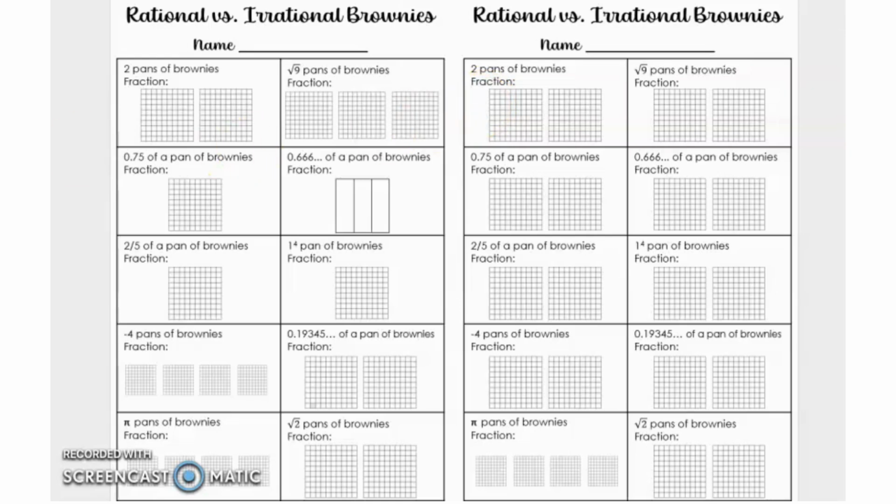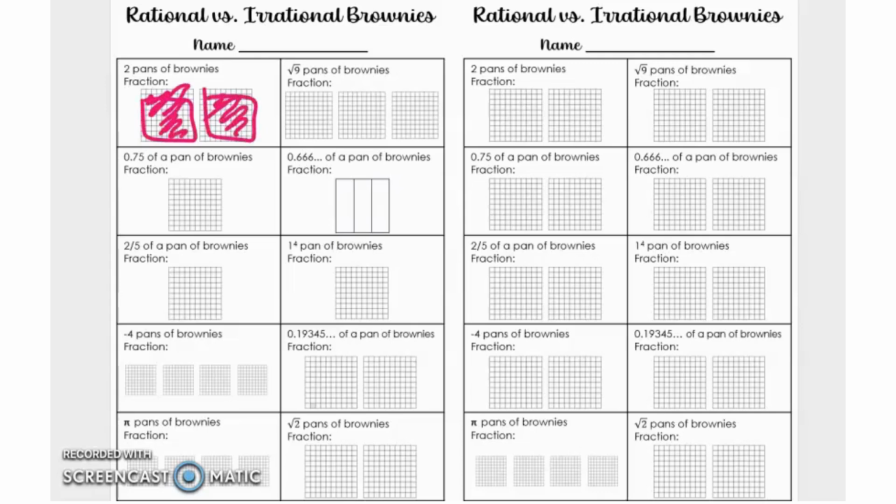Today we are going to learn about rational and irrational numbers using some brownies. All right, so I'm going to try to draw a picture of each of these numbers. So the first one says 2 pans of brownies. So I'm going to shade in my 2 pans of brownies.